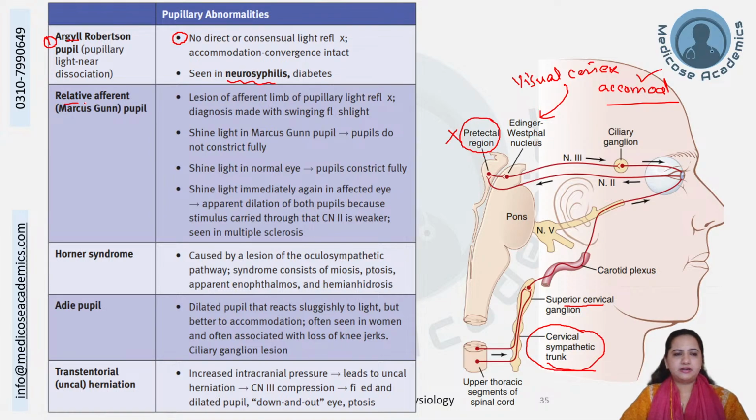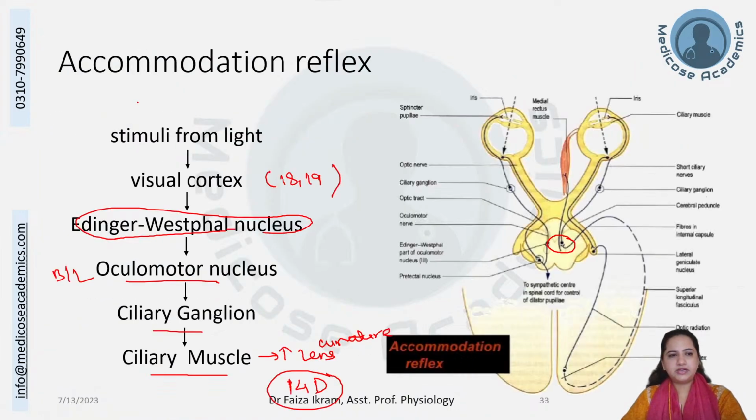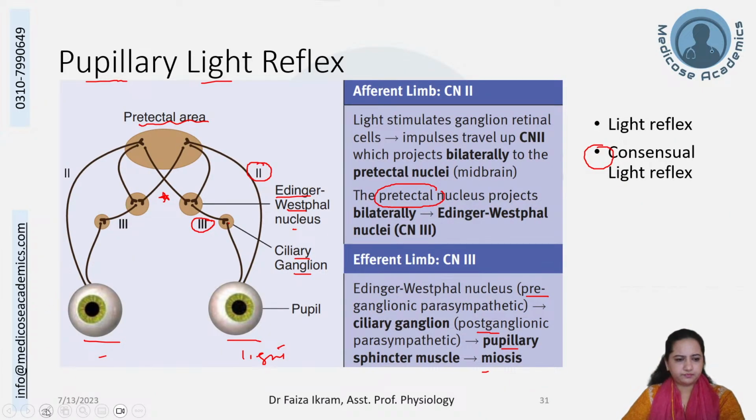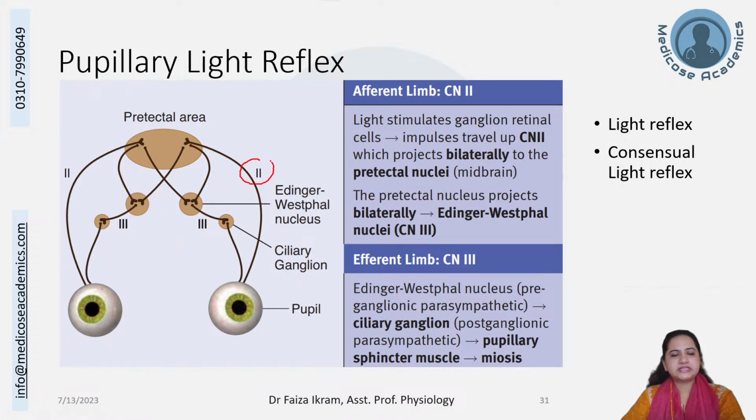Another pupillary abnormality, relative afferent Marcus Gunn pupil. Its name indicates there is something wrong with the afferent nerve. If the afferent nerve on one side is damaged, for example the right pupil, and light is thrown into the right eye, there will be no initiation of the light reflex. But the left eye is normal, the left optic nerve is normal, the left afferent limb is normal.